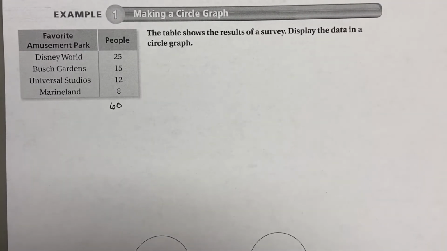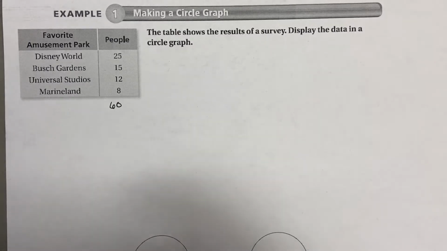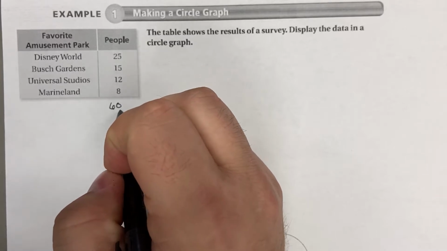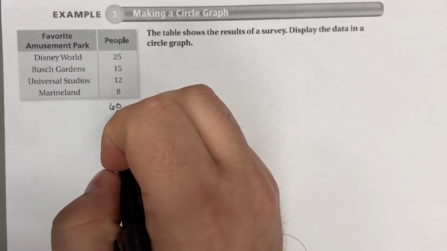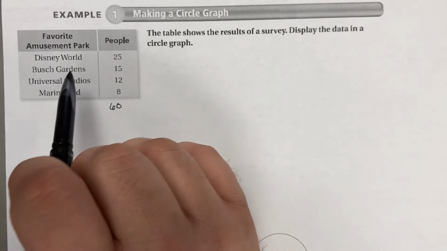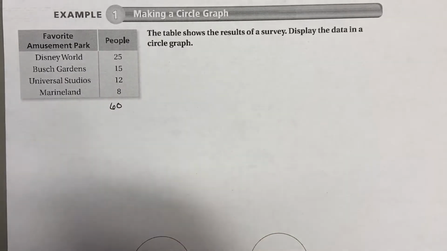Today we're going to be talking about how to turn a table into a circle graph. I've already started a little bit here because the first thing we need to do is find out how many total of whatever the category is we have. We're dealing with people, so we have 60 people because the sum is 60 people. What that means is 25 out of 60 people, or the total that went to Disney World.